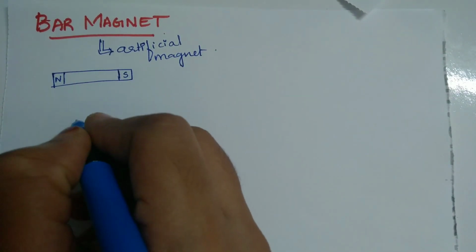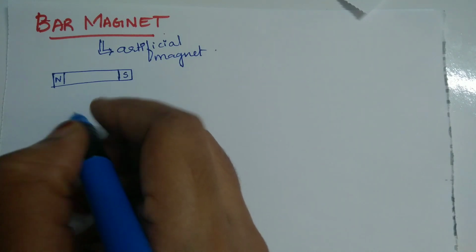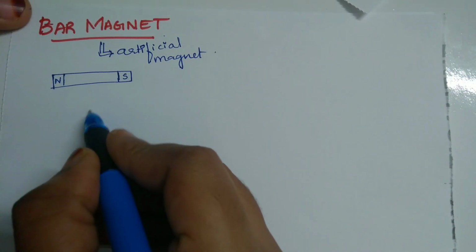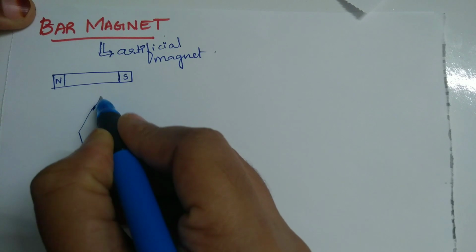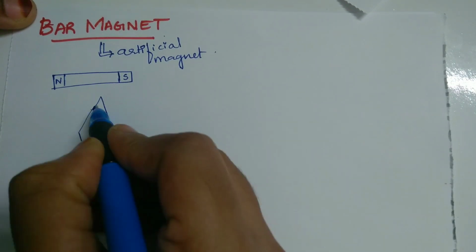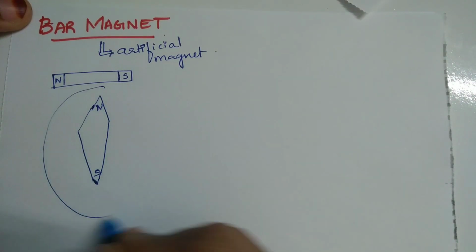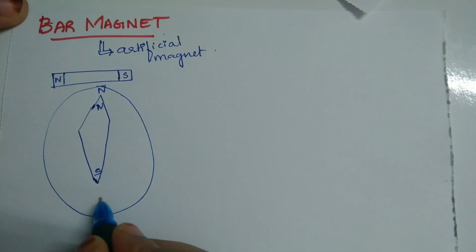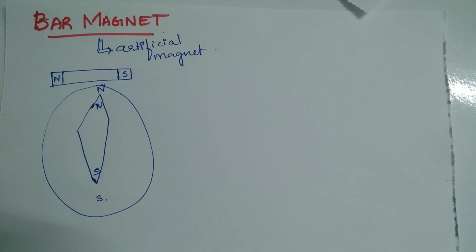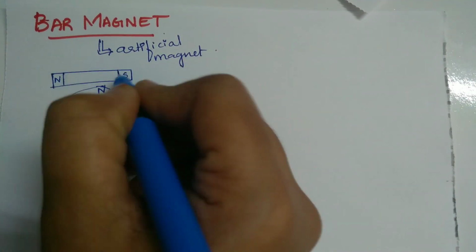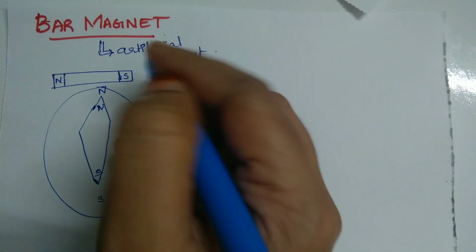Whenever magnetic needles were suspended freely, it was observed that the magnetic needle always pointed towards, this is north and this is south of the magnetic needle. The magnetic needle's north-south points always pointed towards the geographic north and the geographic south of the earth. So these poles were given the names north and south.